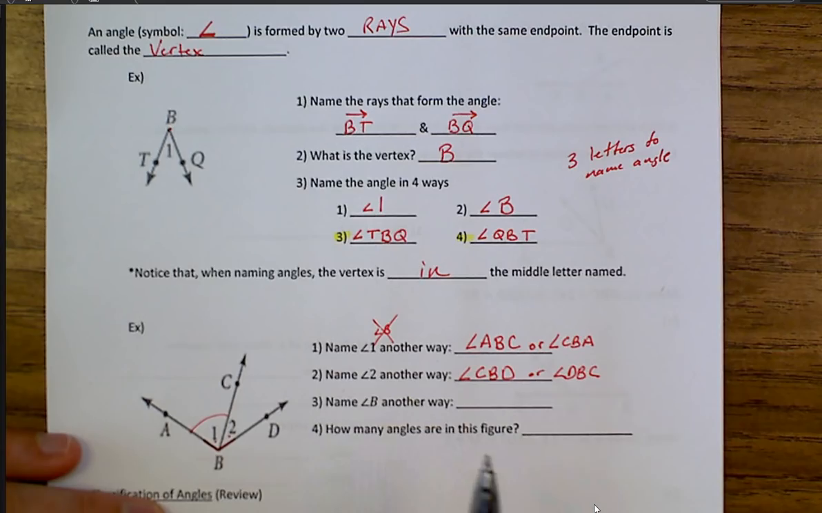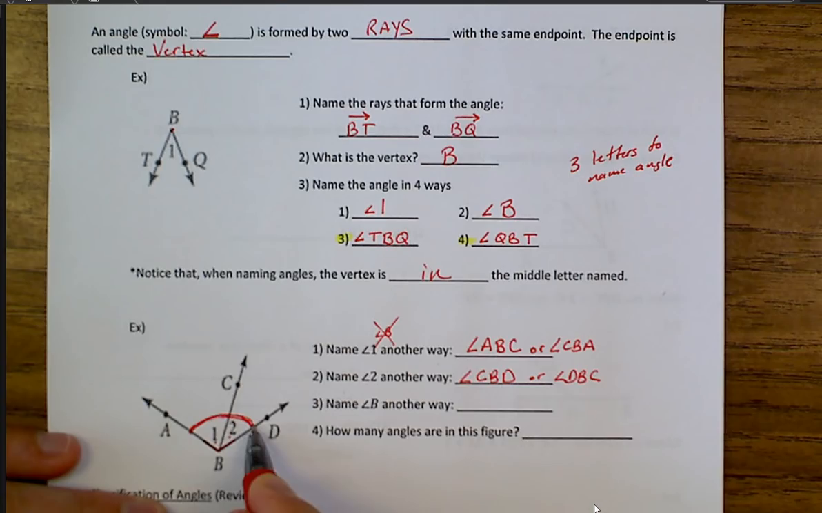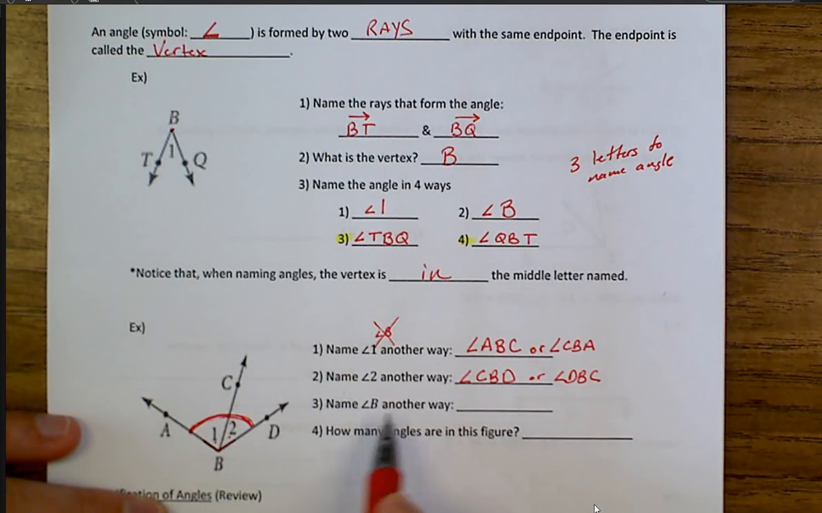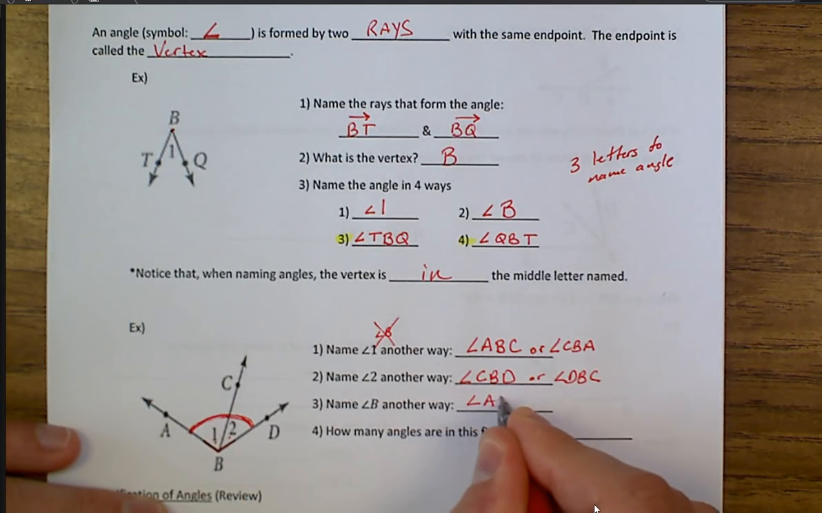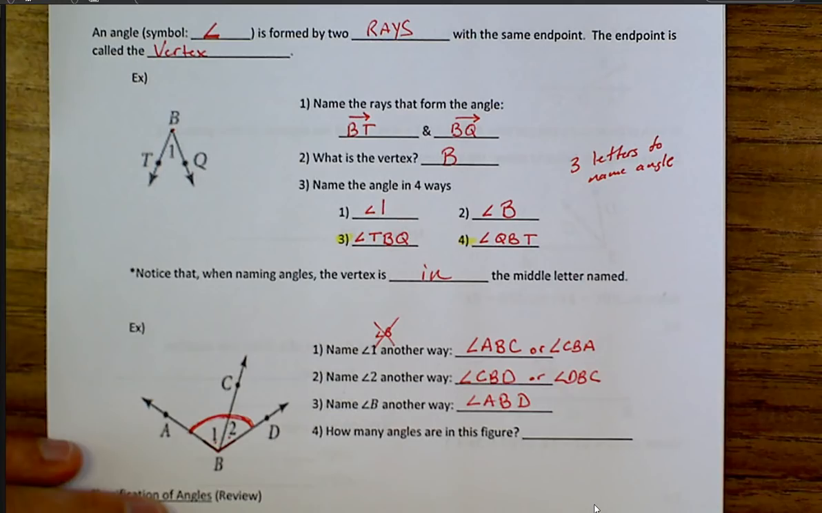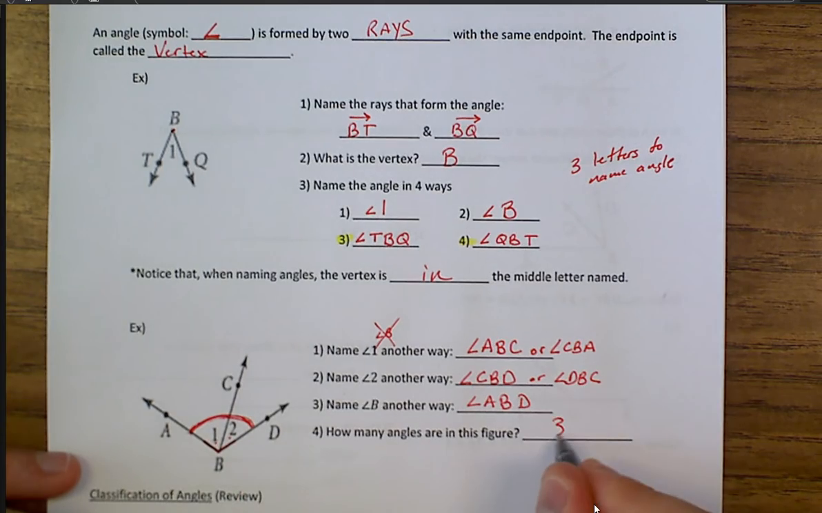And now question 3, I'm kind of getting ahead of myself. Name B another way. Now, if I did say angle B, that's this entire thing. So if I wanted to name angle B another way, it would be A, B, D, because it would encompass both. So angle ABD, okay? It says how many angles are in this figure. There's 1, there's 2, and then the entire thing, which is 3, all right?